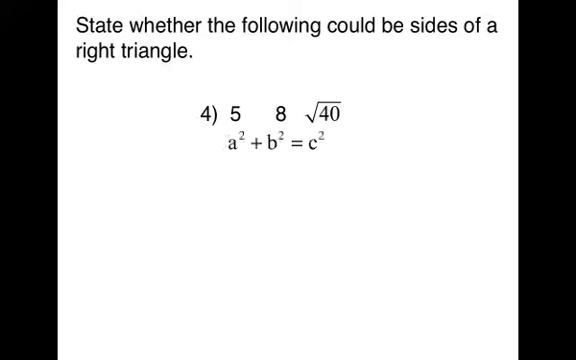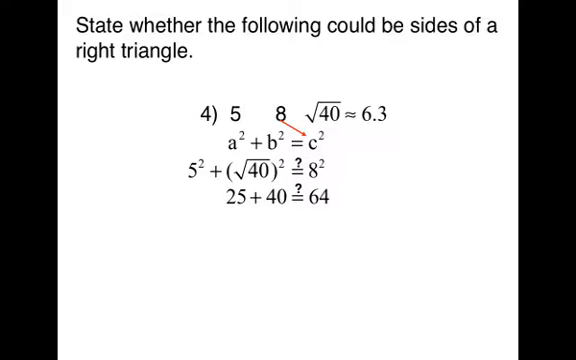Now this one, a little tricky. Is the square root of 40 bigger or smaller than 5 and 8? Well, it's approximately 6.3. So it's smaller than the 8, which is all we really care about. So that tells us that the 8 is the hypotenuse. So we'll have 5 squared plus the quantity square root of 40 squared. Is that equal to 8 squared? Well, that's 25 plus 40. Does that equal 64? No, but this is probably pretty close to a right triangle. It's just not quite there, but it's close.